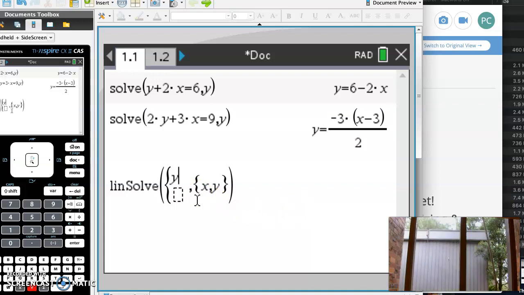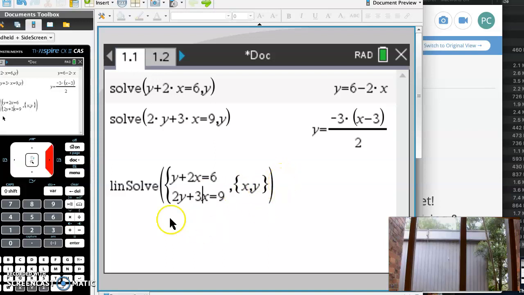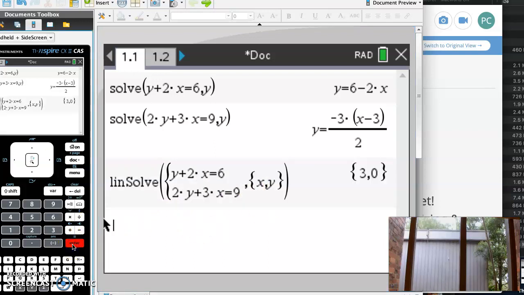Now if I type in my two equations, y plus 2x equals 6, and my 2y plus 3x equals 9, and oops, missed the plus, try again. Okay, now when I press return or enter, it gives me the x and y coordinate. Does it in a funny curly bracket, but anyway, that's what it gives me.